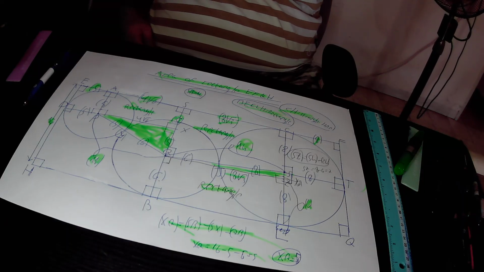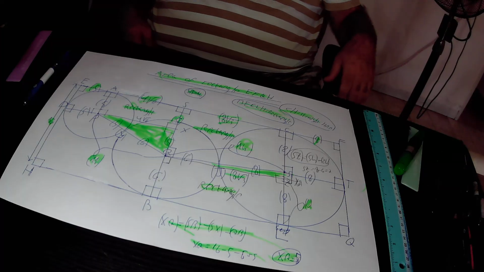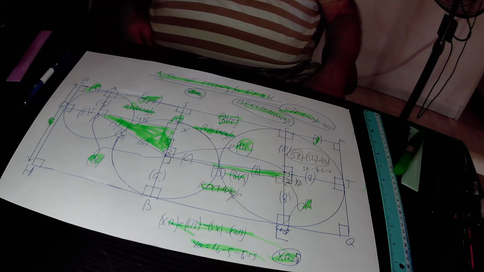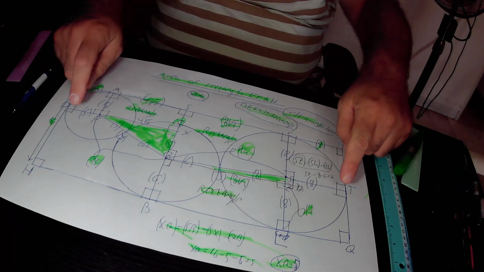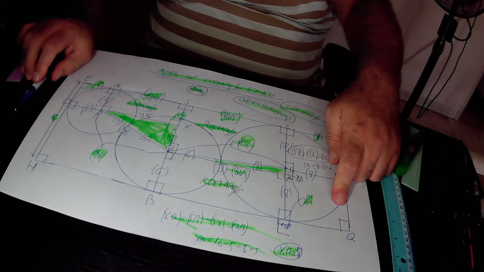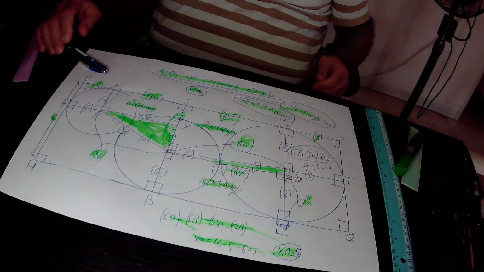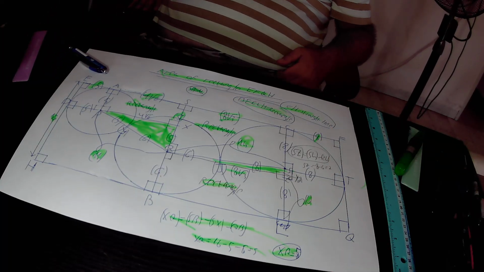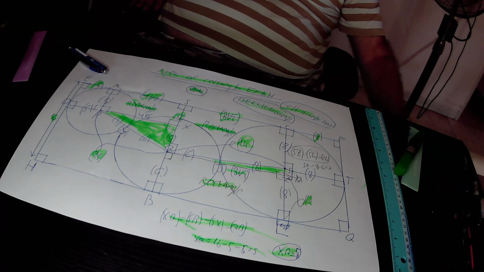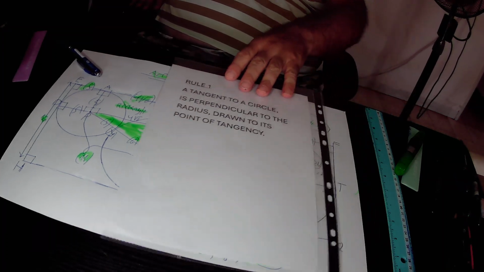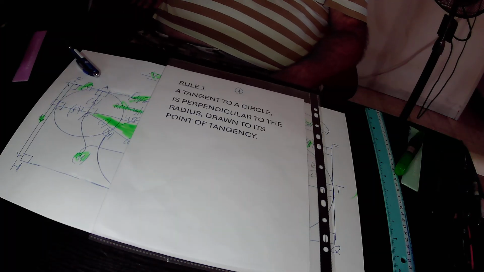So, first of all, we know that all the angles inside the rectangle are right angles. So, those 4 angles are all right angles. In the next step, I presented to you rule 1, and we implemented rule 1 a lot of times in our drawing. According to rule 1, a tangent to a circle is perpendicular to the radius drawn to its point of tangency.